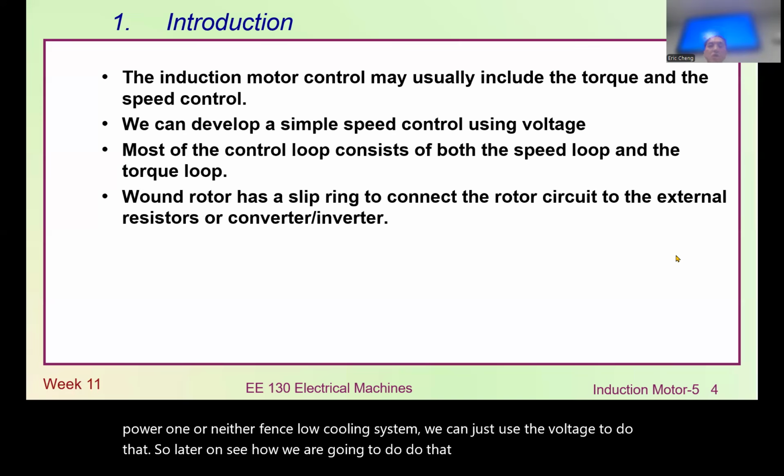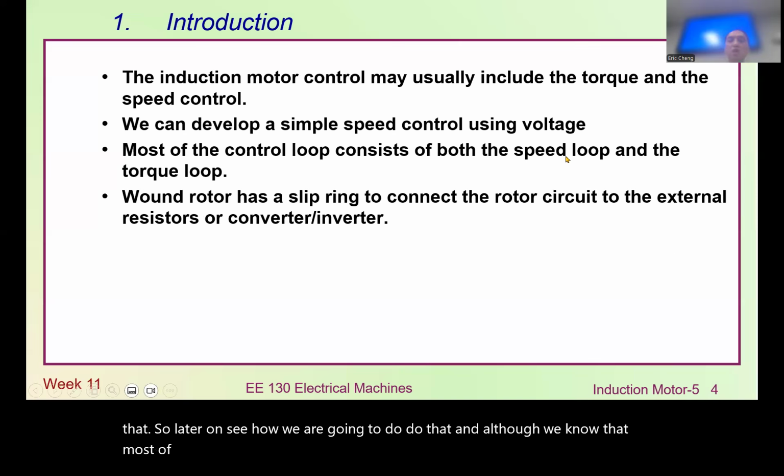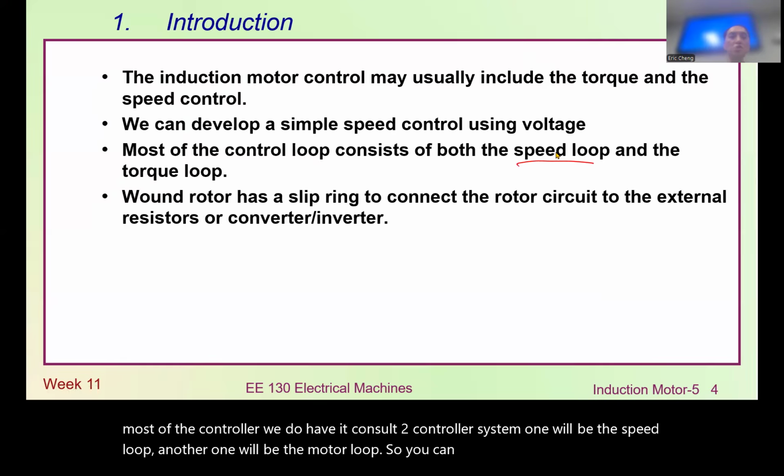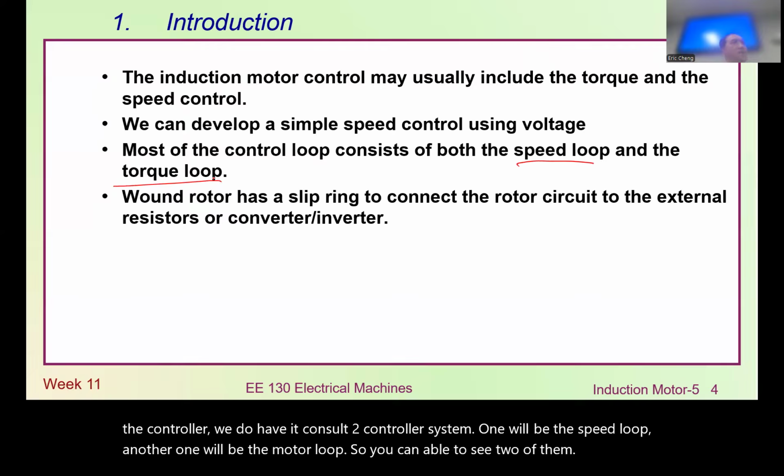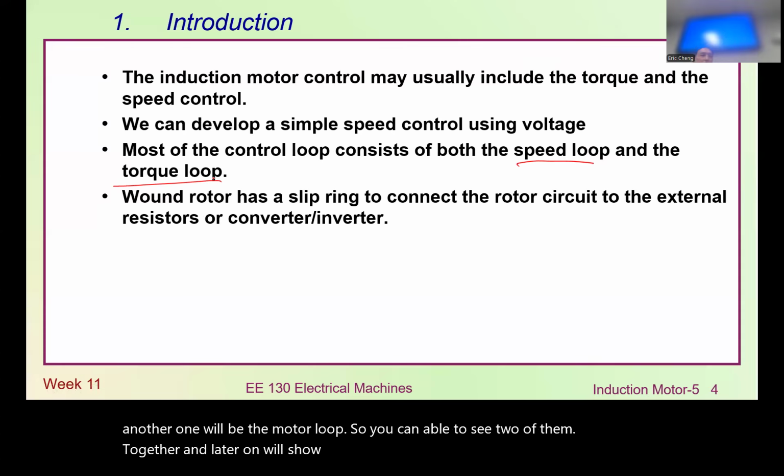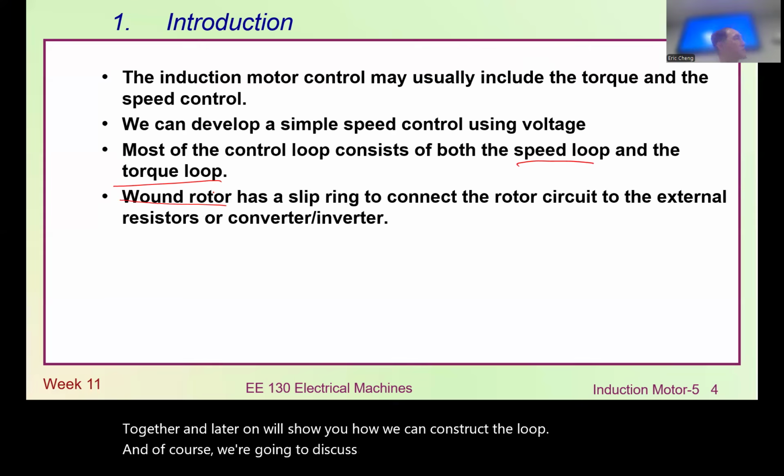And although we know that most of the control loops consist of a two control loop system. One will be the speed loop, another one will be the torque loop. So you are able to see two of them working together. And later on, we'll show you how we can construct the loop. And of course, we're going to discuss the wound rotor. So that's also important in this motor.